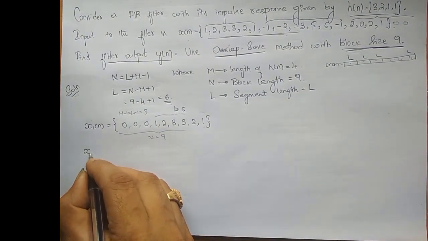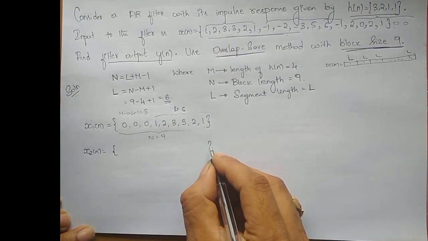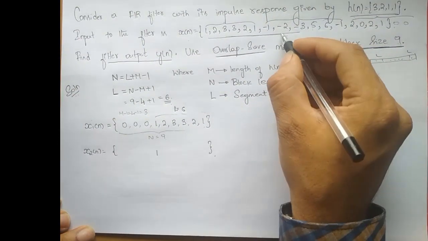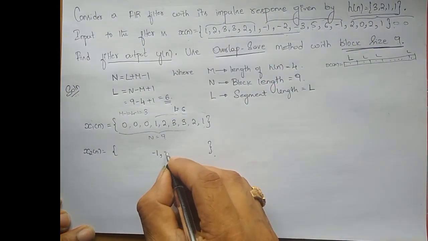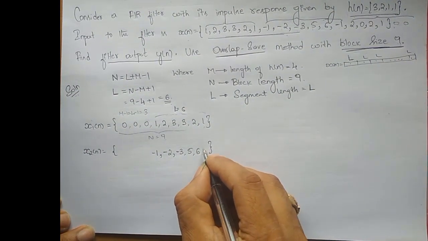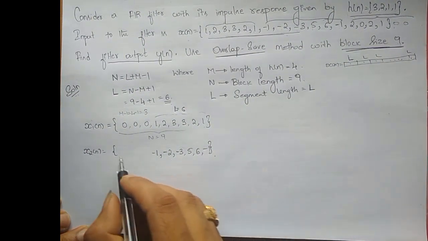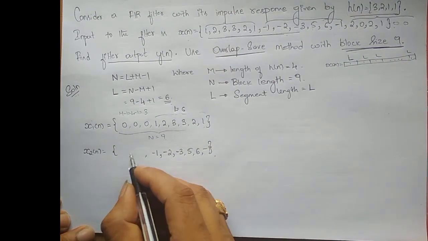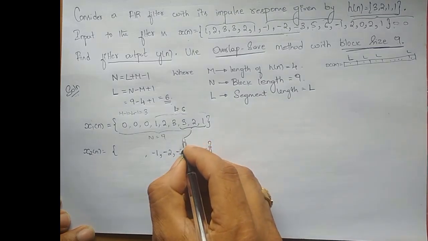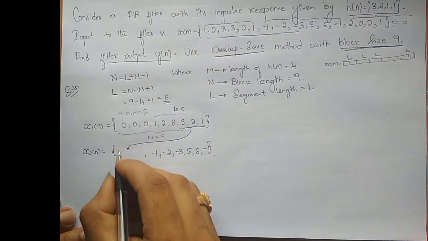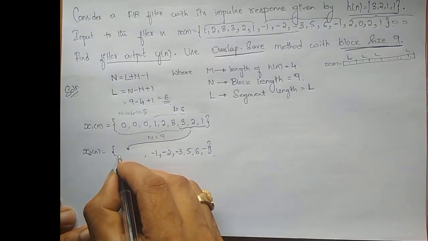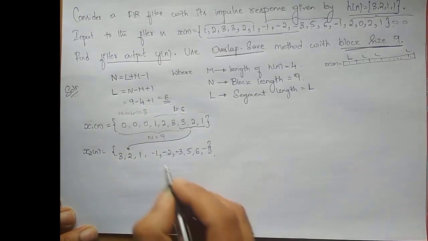How do we form the second block, x2 of n? At the end I have to put the second segment, which is minus 1, minus 2, minus 3, 5, 6, minus 1. Now how do I get the first 3 samples? The last M minus 1 samples of the previous block have to be copied to the first M minus 1 samples of the present block. So here it is 3, 2, 1.